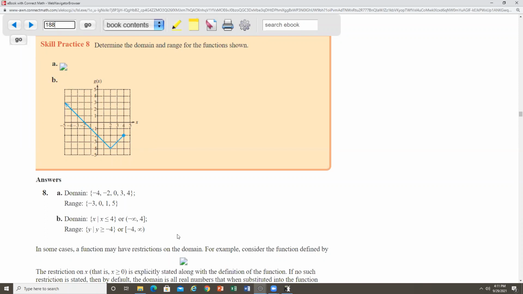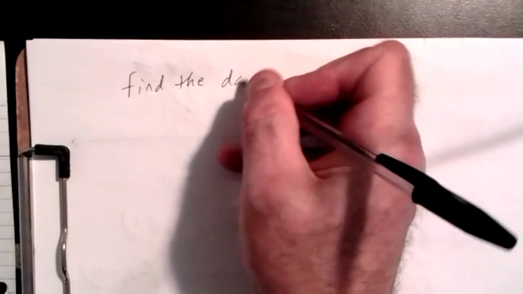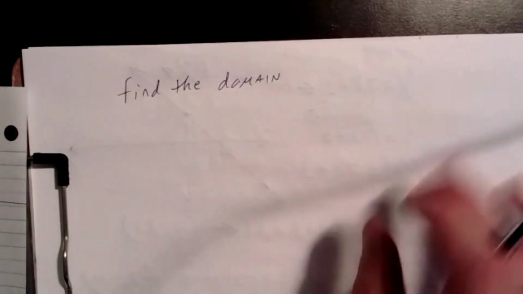All right, so ladies and gentlemen, do we know how to find the domain and range from a graph of a function or a relation? Can we find the domain from an equation of a function or relation? The answer is absolutely yes.